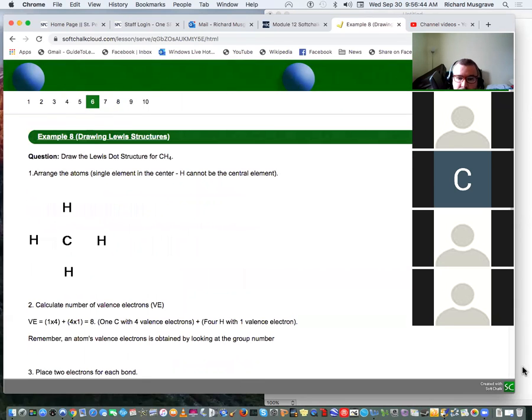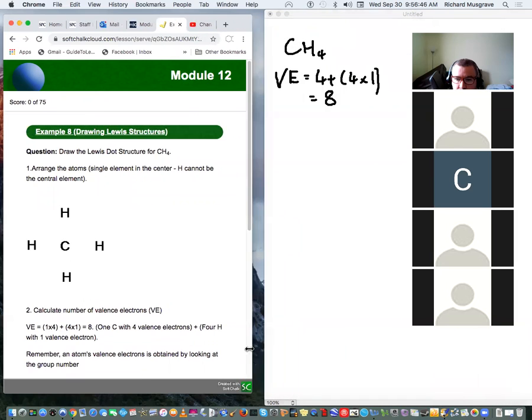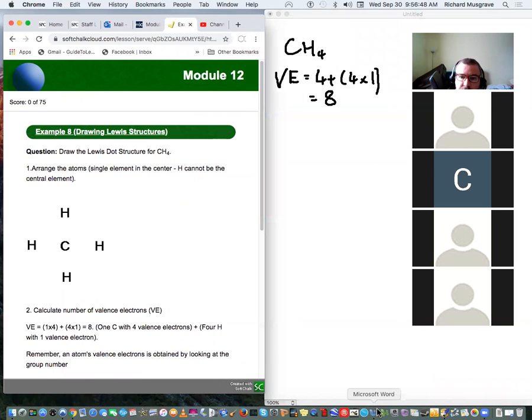Take it right back one more page. There we go. Anybody have any questions about the valence electrons, how we get them? So carbon was in group 4, that's why I've put 4 here. And then hydrogen's in group 1, and there's 4 of them. So that's why I've put 4 times 1 there, so a total of 8.